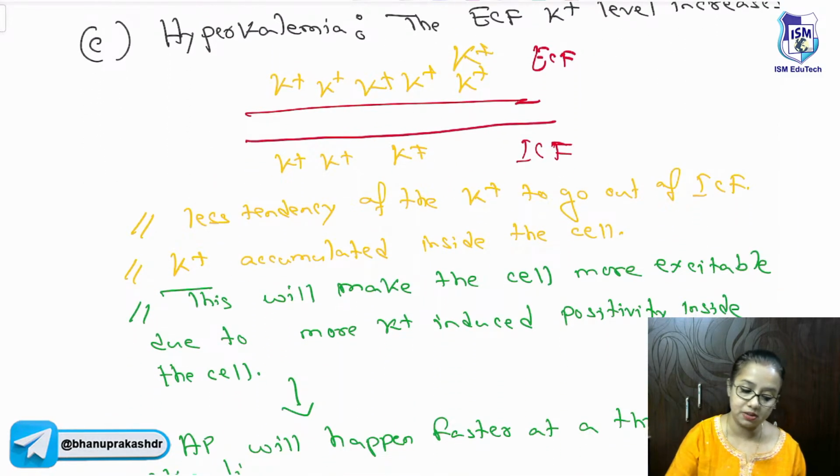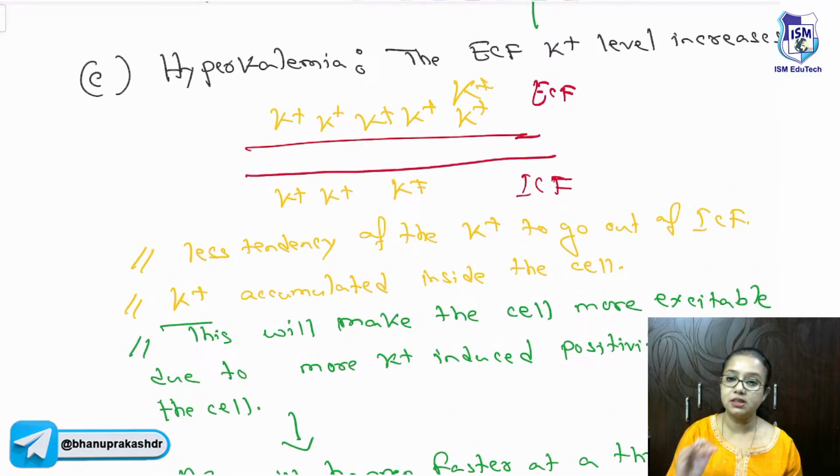So hyperkalemia means when there is more concentration of potassium outside the cell, meaning the cell membrane that is facing the ECF. Now when this is facing the ECF, what will happen? In normal condition, what happens? Potassium is less in the ECF, it is more in the ICF. So from the ICF, it has a tendency to go to the ECF through the leaky channel.